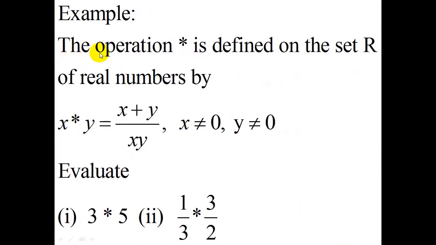Now, example: the operation is defined on the set R of real numbers by x operated on y is equal to x plus y all over xy, where x is not equal to 0 and y is not equal to 0. Now evaluate 3 operated on 5 and 1/3 operated on 3/2.